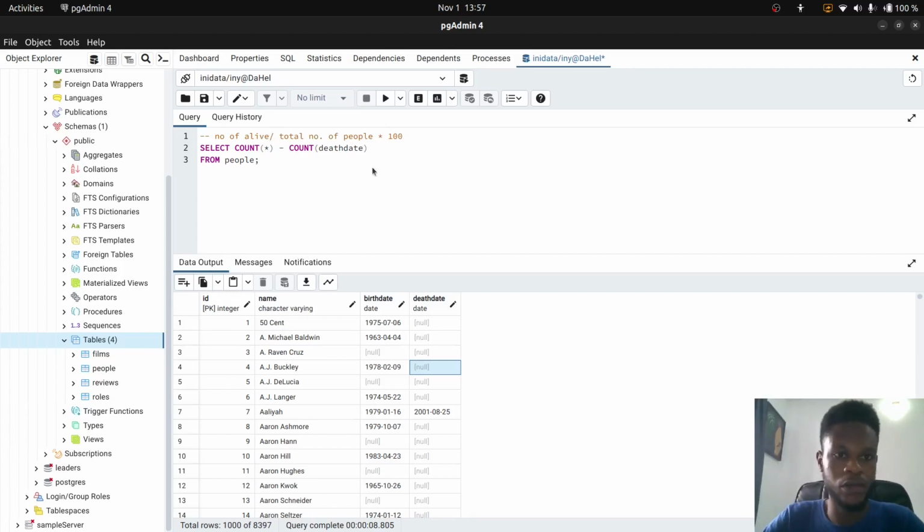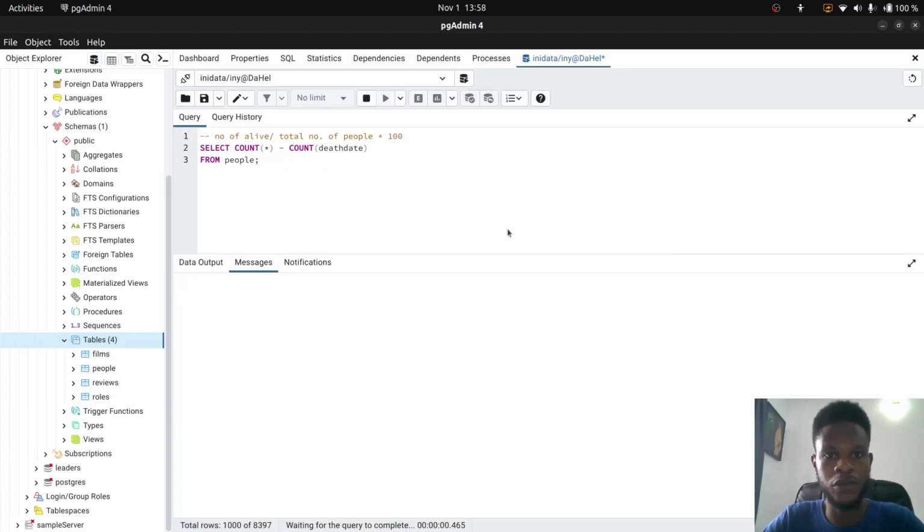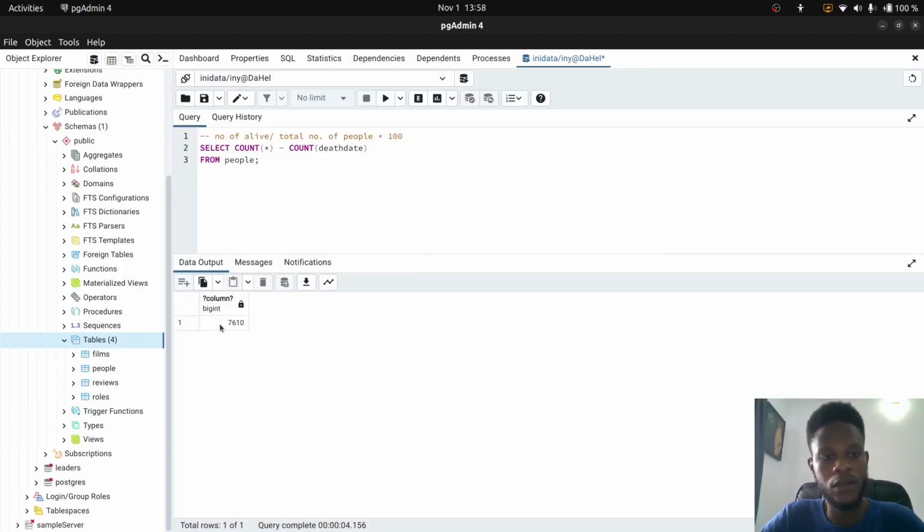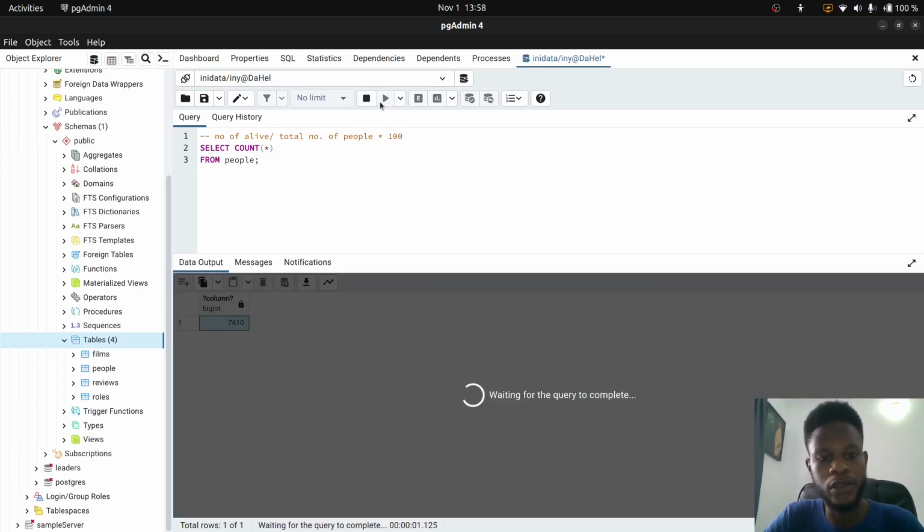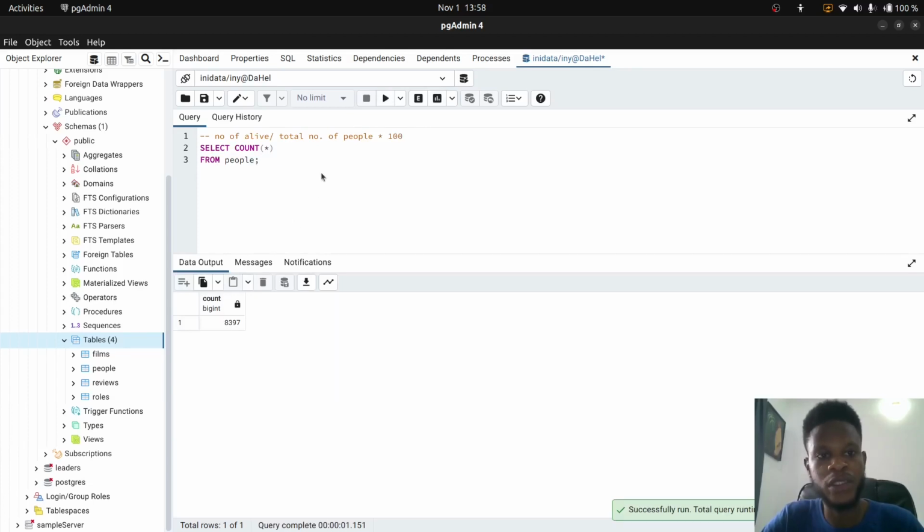Let's see, so this will give me the total number of people alive. Let me just check this. Let's see the number of people alive. Okay, so this is the total number of people alive. If you want to see the total number of people in the data set, let me use this comment. So this part of our code won't run, and I'll just cut it so it won't cause confusion. So, total number of people in the data set. Okay, and if you subtract this, you get the total number of people that are alive. Okay, so here we have the number of people that are alive. This is the numerator.